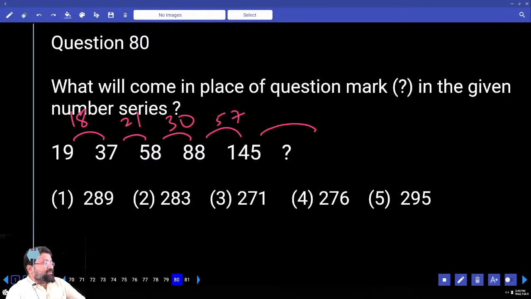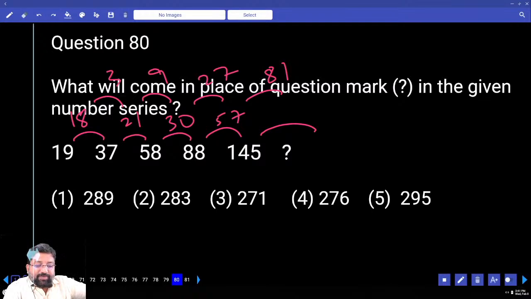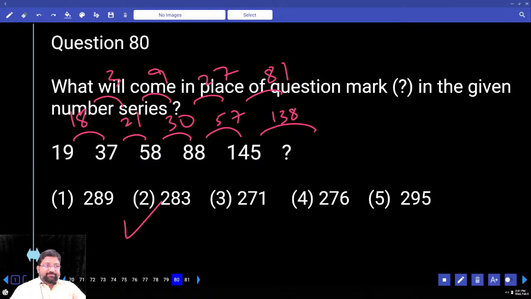I have seen the numbers. I don't understand what's happening here. I'll go with difference of difference. How much is this? 3. This 9. This 27. What should this be? 81. 3, 9, 27. 3 to the 1, 3 to the 2, 3 to the 3, 3 to the 4. 57 plus 81. How much is that? 100 and... What should be the answer? 283. Any doubts? Thank you.